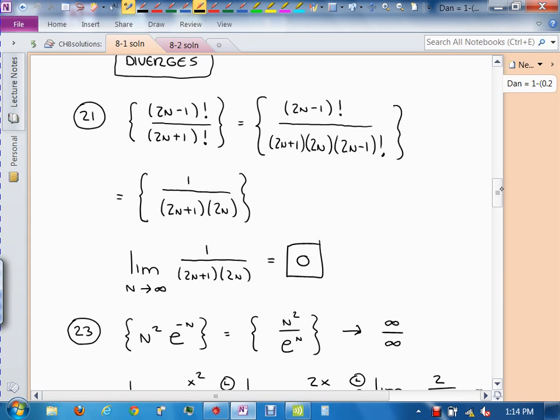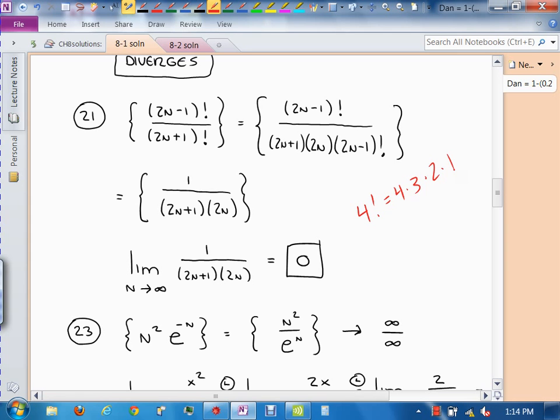Why? Can't use L'Hopital's rule on any factorials because you can never take the derivative of a factorial. It doesn't make sense. So the only option I had here was to try and rewrite this. So remember what this means. Like 4 factorial means 4 times 3 times 2 times 1, right? So if I say 2n minus 1 factorial, that means 2n minus 1 times the one below it times the one below that, right? Keep subtracting 1 each time. So I just decided to leave that one alone.